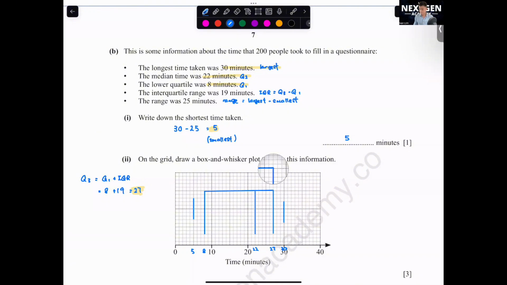That is. Wait, this one actually we normally don't connect.